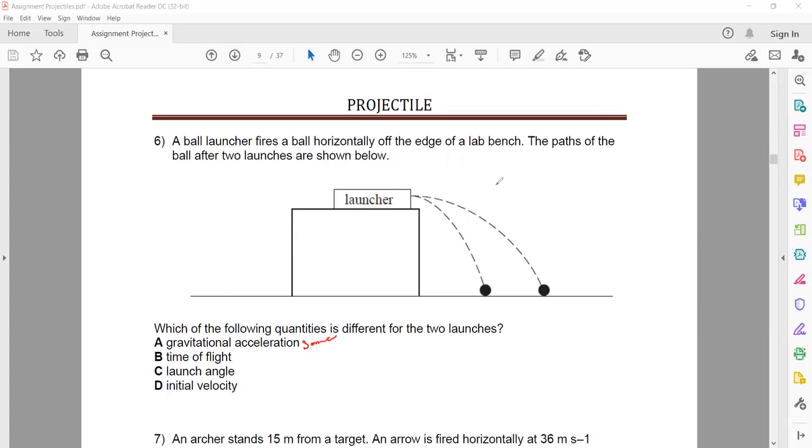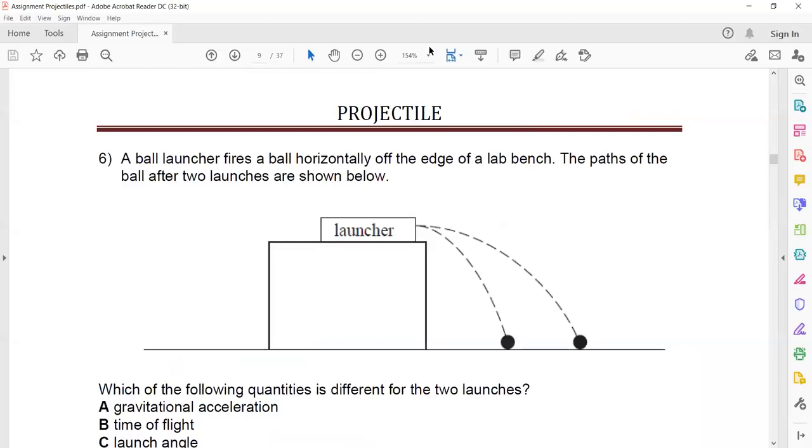Time of flight is the same, because even if I drop object A, object B, and object C vertically down, they all take the same time, since they all have the same vertical acceleration. The launching angle is already the same, as you can see both are launched horizontally. Because they have different range, B travels more than A, so it means they have different initial velocity. The initial velocity of B is higher, that's why it has a greater range as compared to A. So D will be the right answer for this question.